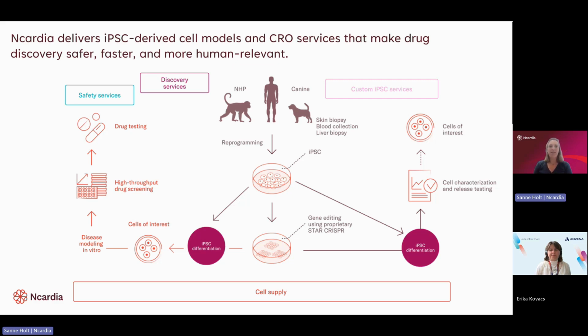We still supply cells. We do custom iPSC services. We also have discovery services where we use the iPSCs in drug discovery assays. And then we have an arm where we do extensive safety testing for the drugs, also often iPSC-based models. For today, I'll be focusing on the safety services and one specific aspect of the safety services to give you a clear overview and link to the ADC talk in the background and see how we can utilize this in your drug development.